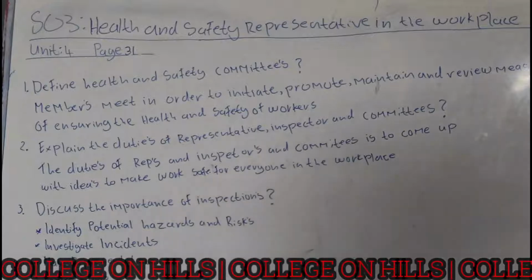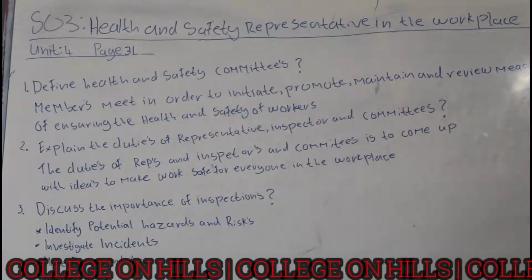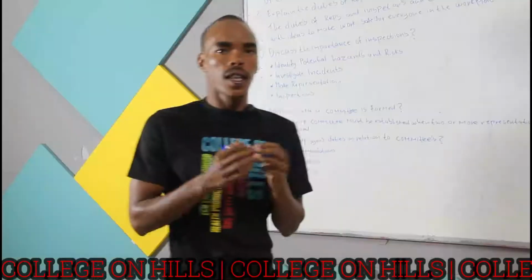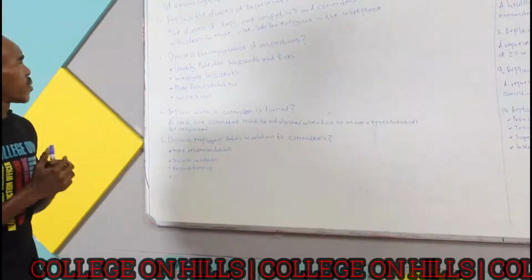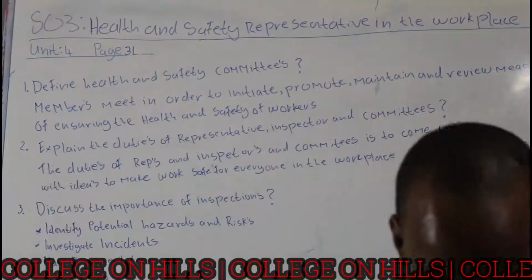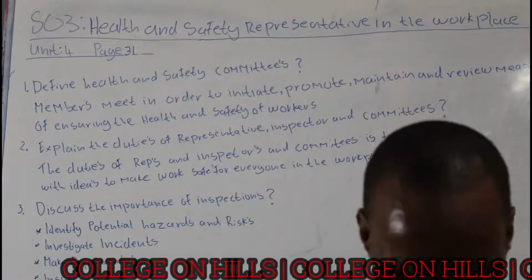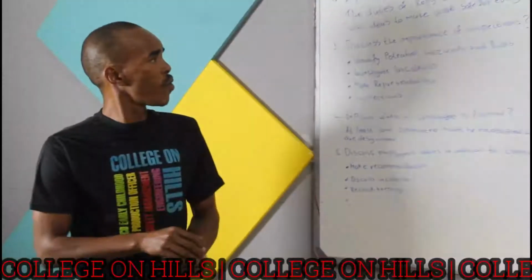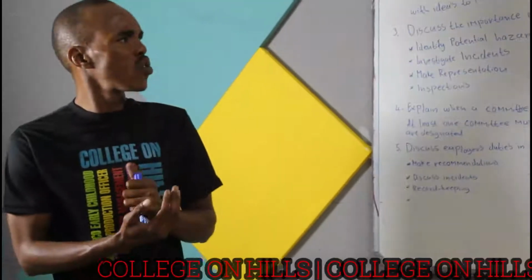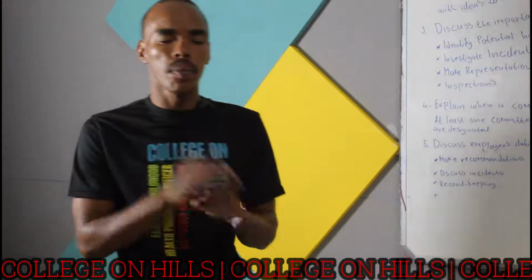Members meet in order to initiate, promote, maintain and review measures of ensuring the health and safety of the workers. That's the committee's duties. And explain the duties of representatives, inspectors and committees. The duties of reps and inspectors and committees is to come up with ideas to make work safer for everyone in the workplace.